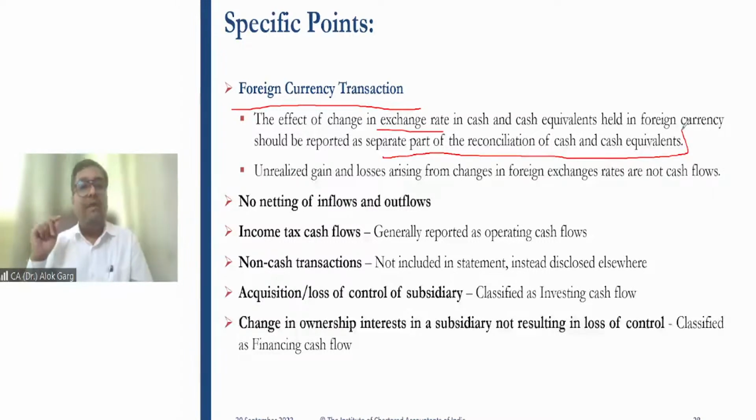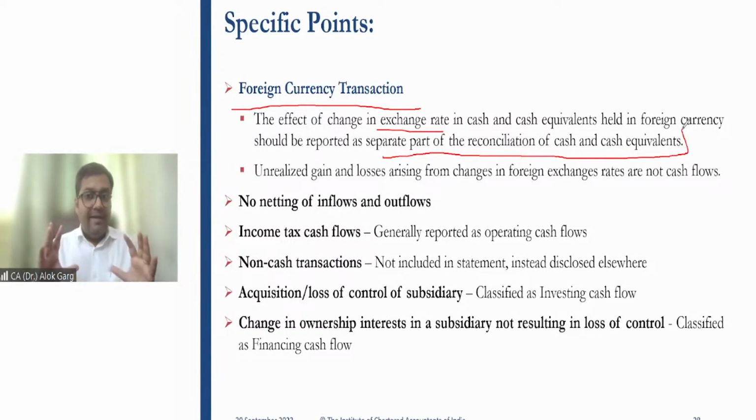But the value of $1,000 in the opening in the comparative balance sheet was 70 rupees. So in your financial statement, you have shown 70,000 rupees. Now the value of dollar has become 80. Now in the closing number, in the current year financial statement balance sheet, you will show this 80,000 as cash and cash equivalent, right?